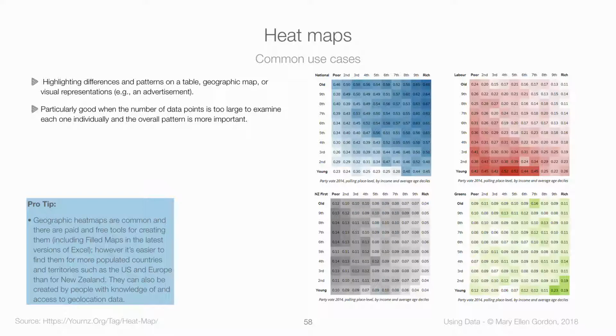They can be used for tables as shown here. They can also be used in geographic maps or things like ads where we want to look at what part of an ad people's eyes gravitated toward, or their mouse if it's an online ad. I think these particular examples are a really good use of heat maps.